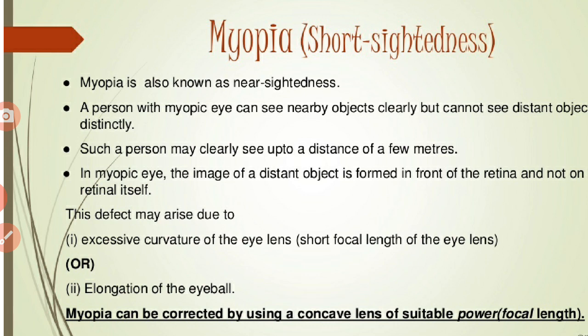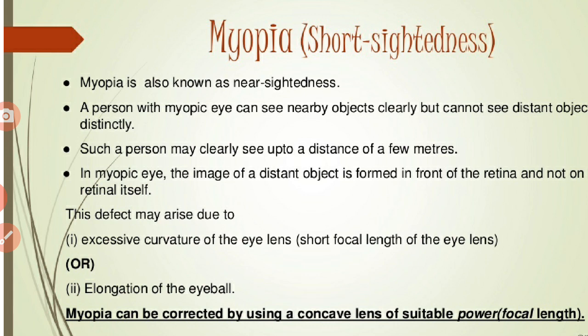Myopia is also known as nearsightedness. A person with a myopic eye can see nearby objects clearly but cannot see distant objects distinctly. Such a person may clearly see up to a distance of a few meters. In a myopic eye, the image of a distant object is formed in front of the retina and not on the retina itself.